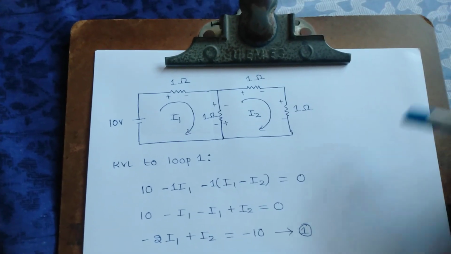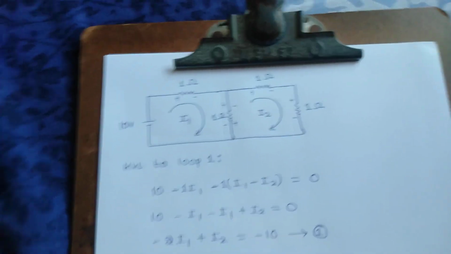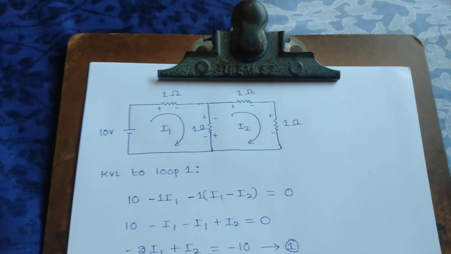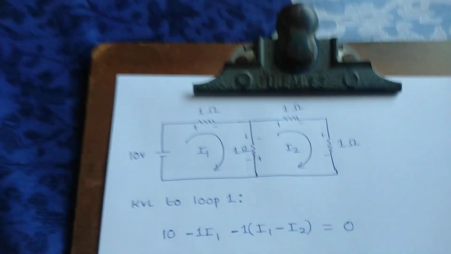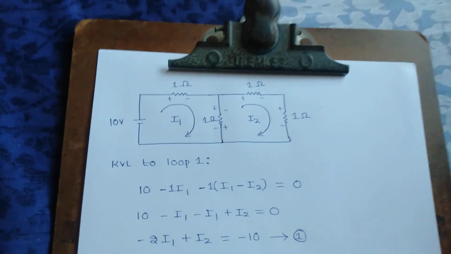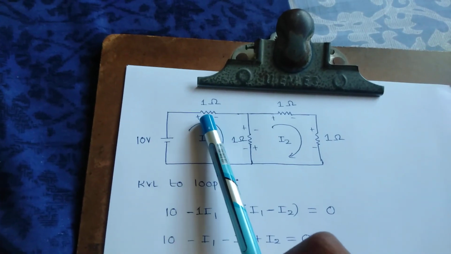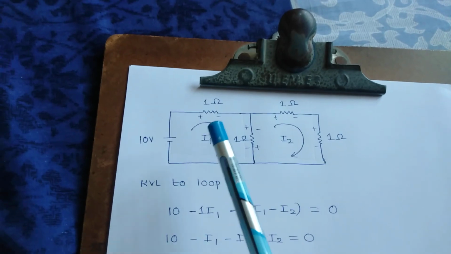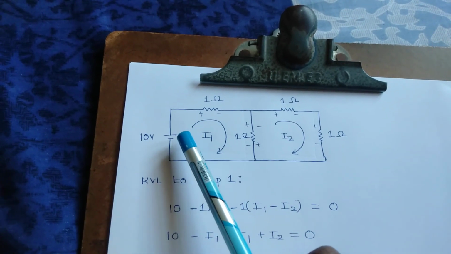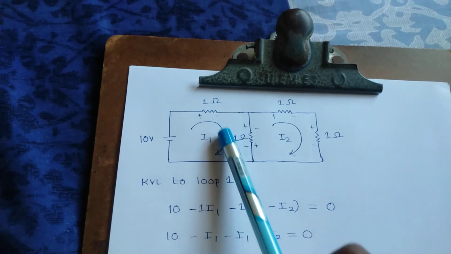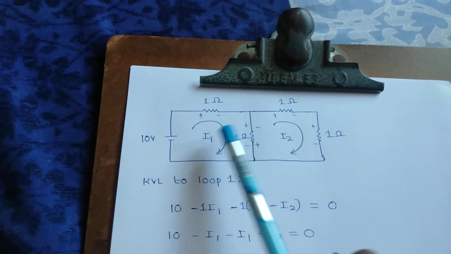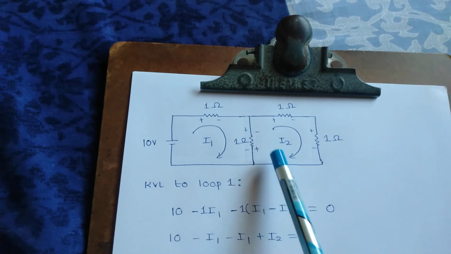Hi all, good morning. Today we will understand how to apply KVL to the circuit given. Here we have used a 10 volts DC supply and all the resistors are of 1 ohm, and I have assumed that the current in loop 1 is I1 and the current in loop 2 is I2.